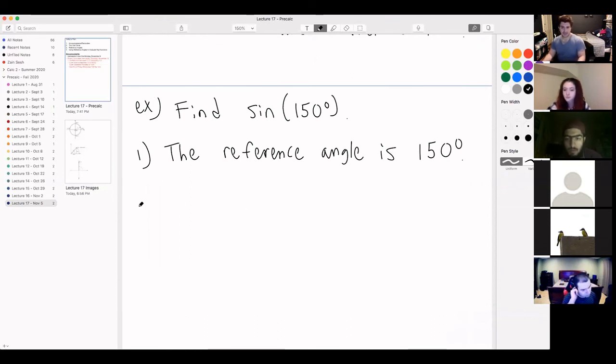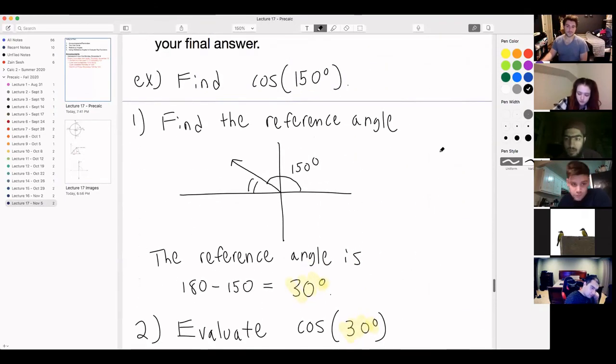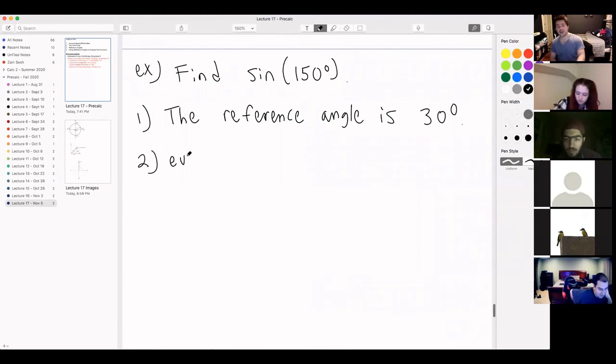That's the previous example. Step 2, you evaluate, excuse me, the reference angle is not 150. The reference angle is 30 degrees, of course. My bad. Reference angle is 30. Good. Okay, now we evaluate our trig function at the reference angle. So you evaluate sine of 30 degrees.